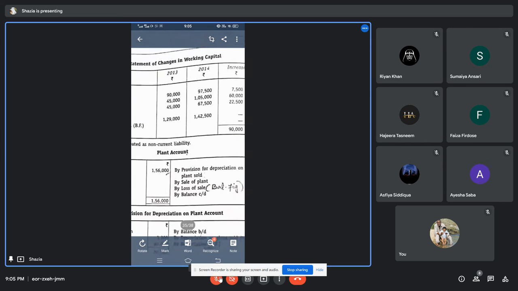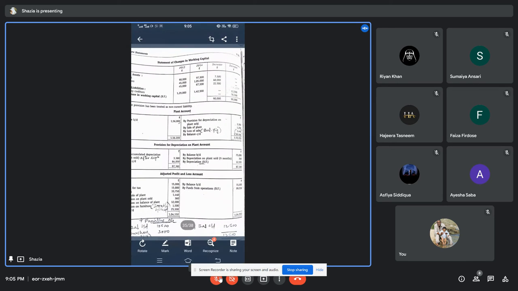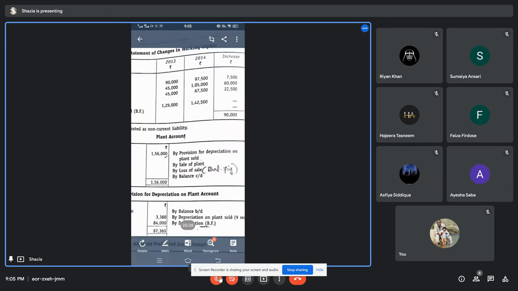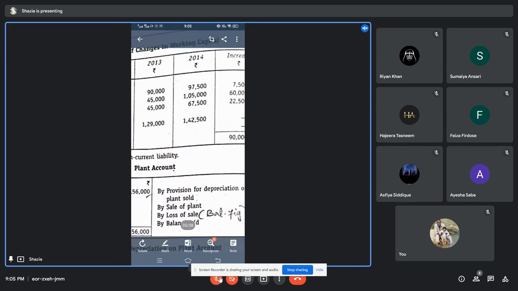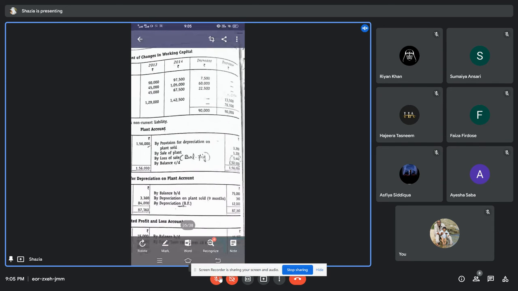It will be known here, see where it is. See, here it is 1,29,000 and 1,42,500. This is the current creditors. So mostly you will get more amount here, which you will get towards 2014. So obviously when you compare this, you are getting a difference. You are getting a difference of 76,500.